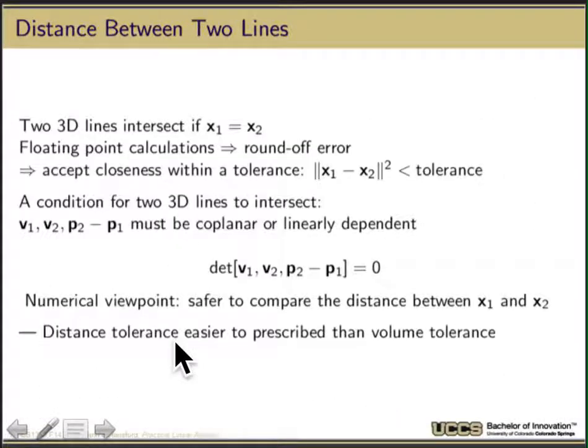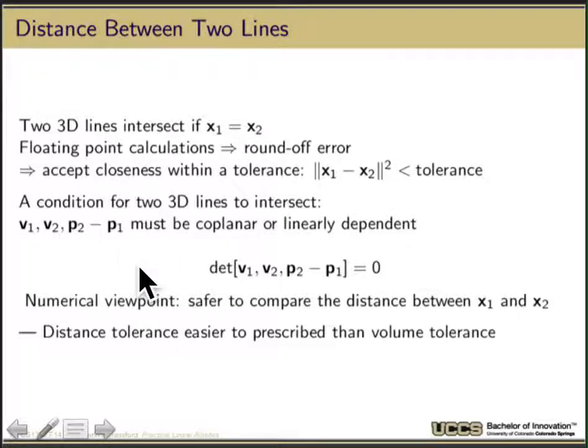So if the lines do intersect, then x1 will equal x2. With floating point calculations, they may not be perfect. With round-off error, we're going to decide that if they're within some tolerance, say x1 minus x2 squared is less than 10 to the minus 6, then they've definitely intersected. So that gives us a test for if two lines are intersecting in space, which generally doesn't happen, but we can always compute it if we want to.